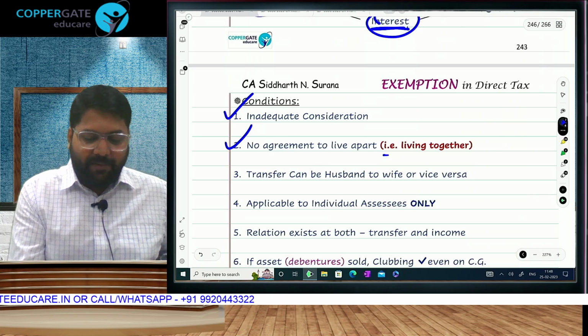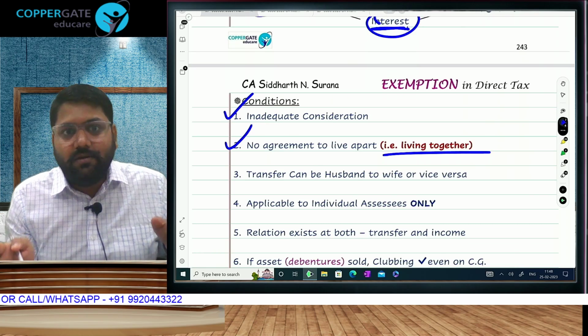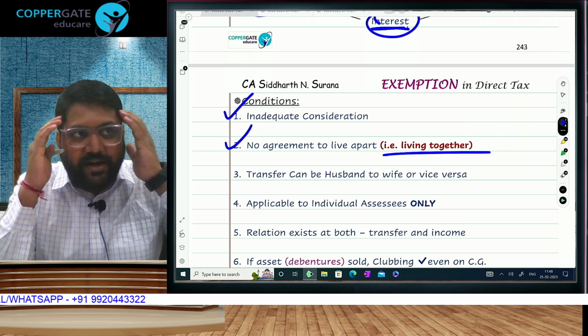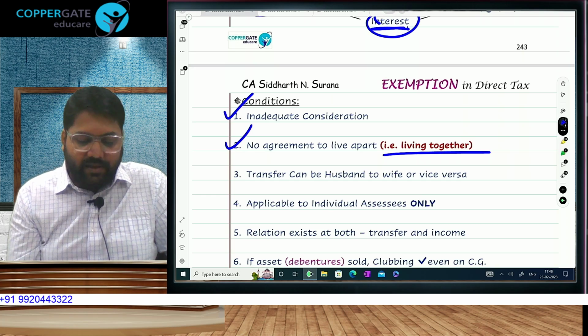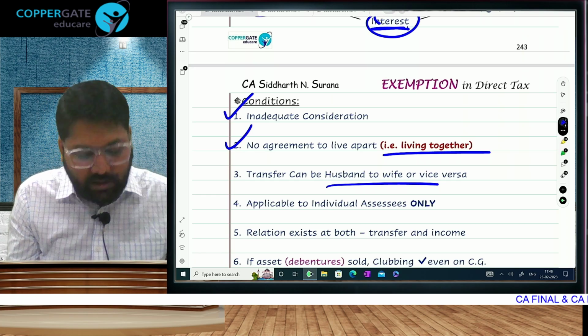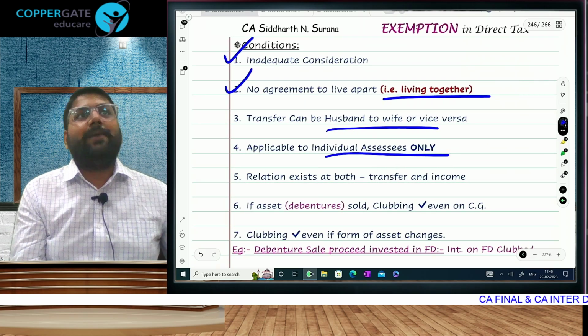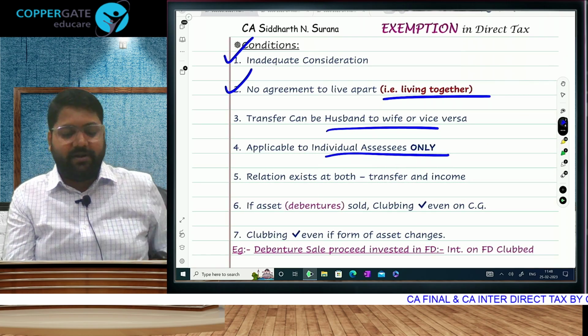No agreement to live apart. If they are living together, the income is coming into the same house. If they live separately, then that is not for tax evasion, that is for peace of mind, and therefore clubbing provisions are not going to be applicable. Transfer can be husband to wife or wife to husband. The word used is spouse, not wife. This is obviously applicable only to individuals, because HUF cannot have a wife, if you have the brain to understand.